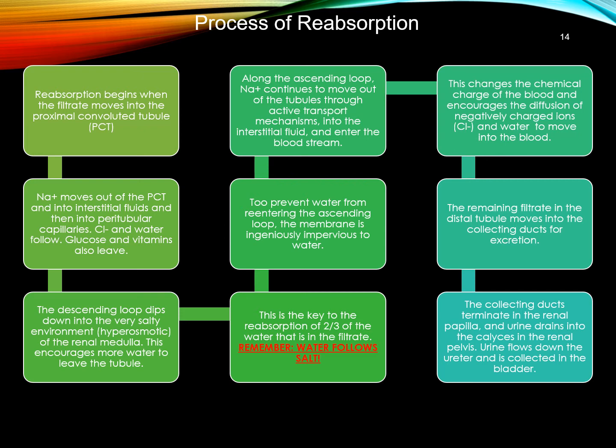So after filtration has occurred between the glomerulus and the Bowman's capsule, now we have a substance called filtrate. And this is where reabsorption is going to begin, in this first part of the renal tubule called the proximal convoluted tubule, or the PCT. So reabsorption begins when the filtrate moves from the capsule into the PCT. And so what is happening here in the proximal convoluted tubule?